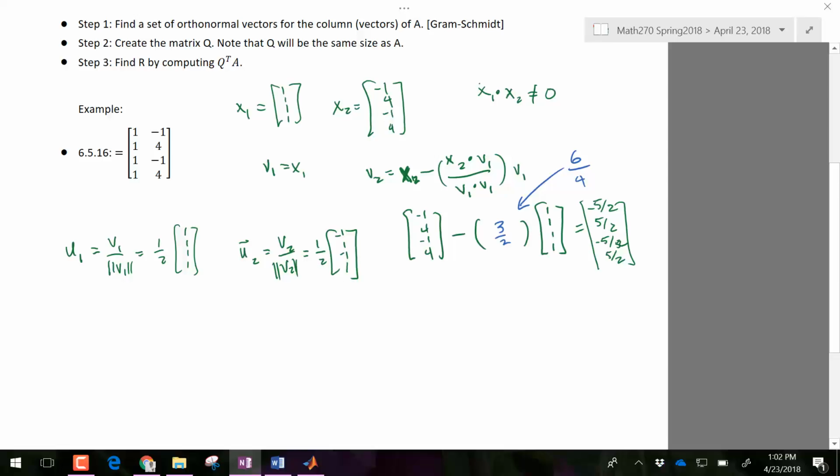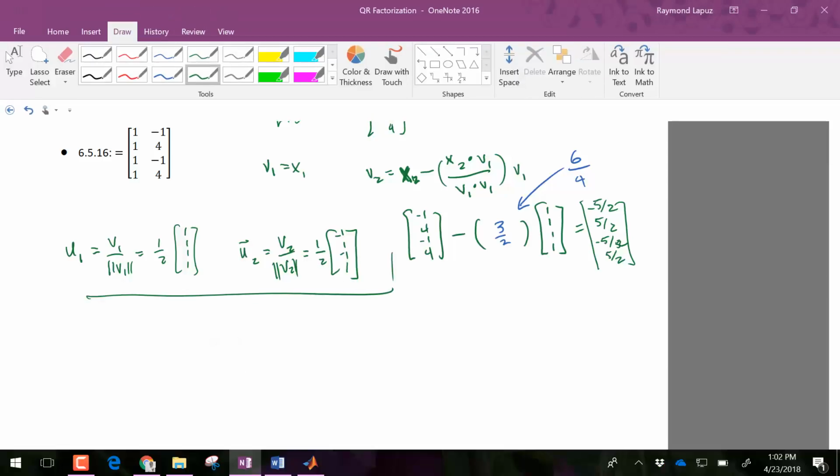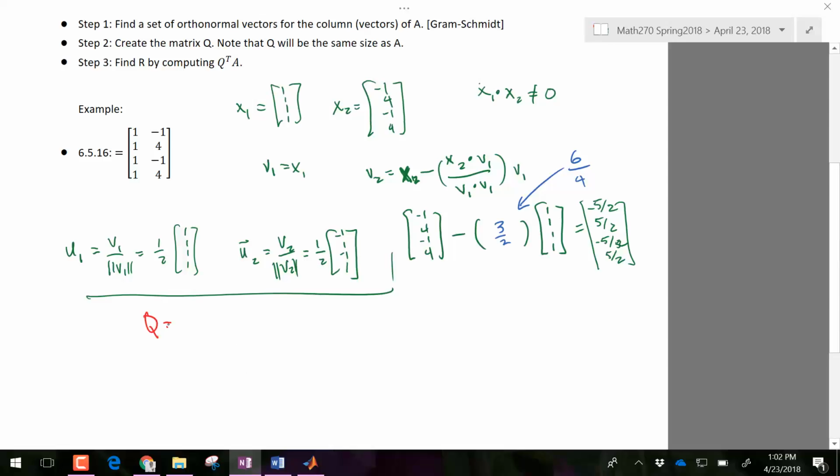So with that, we're done with Q. It's 1/2, 1/2, 1/2, 1/2, and minus a half, positive a half, minus a half, positive a half. That's our Q matrix. Okay. Questions?